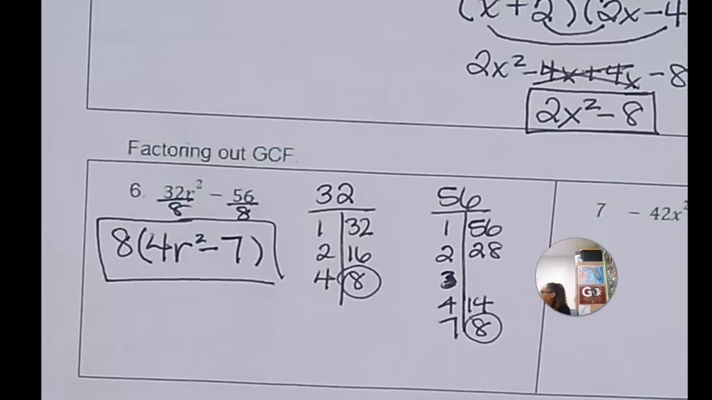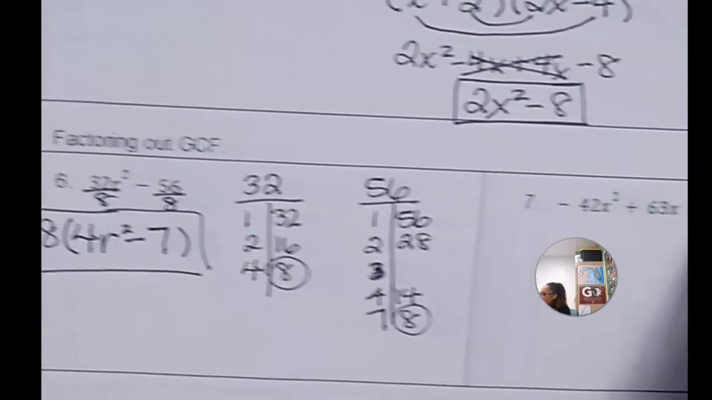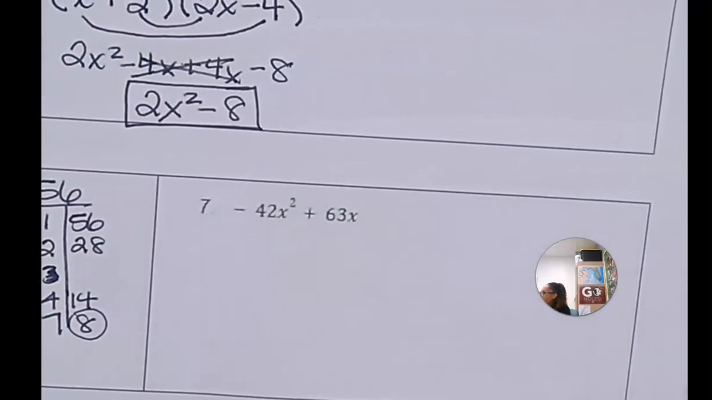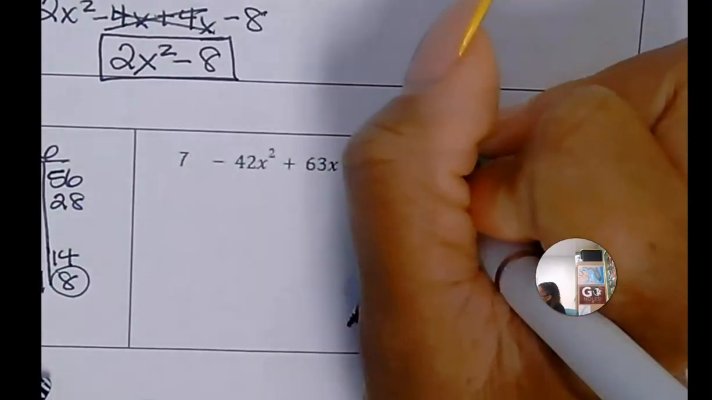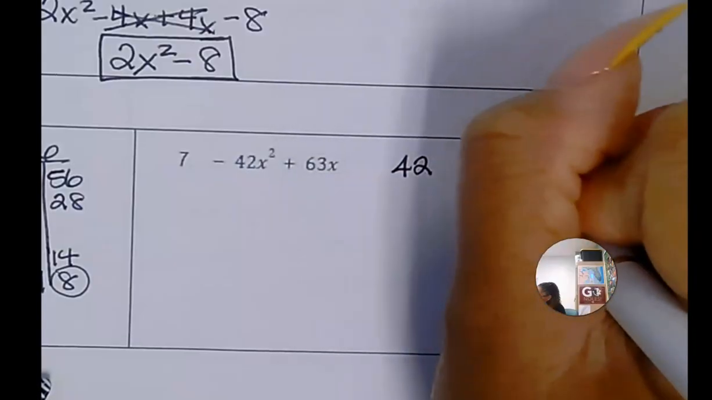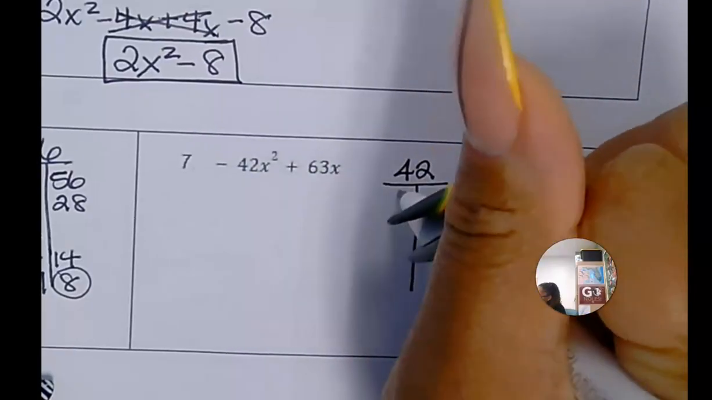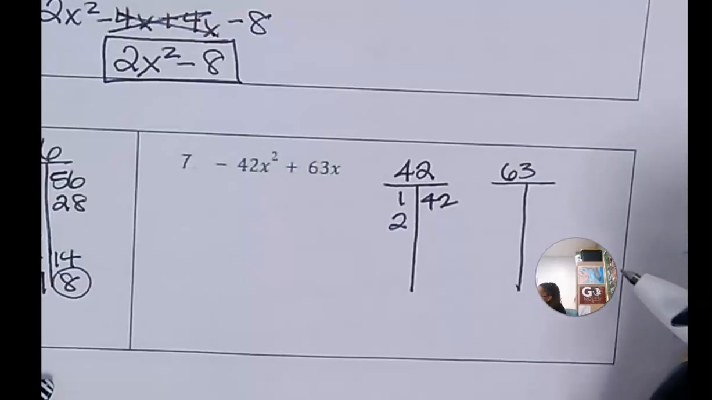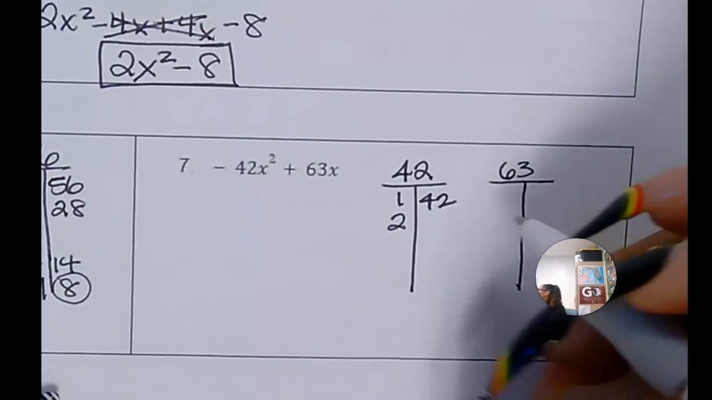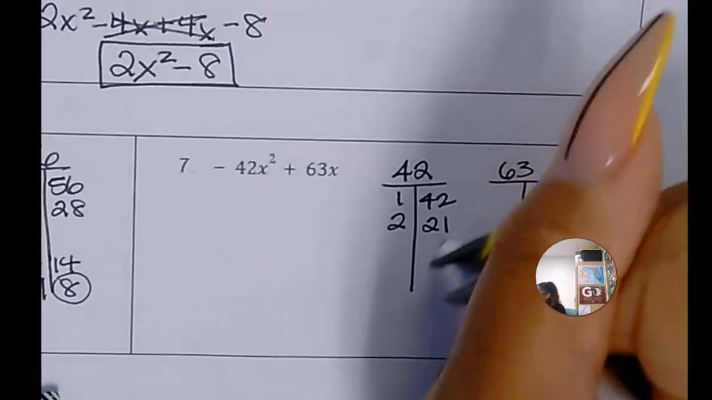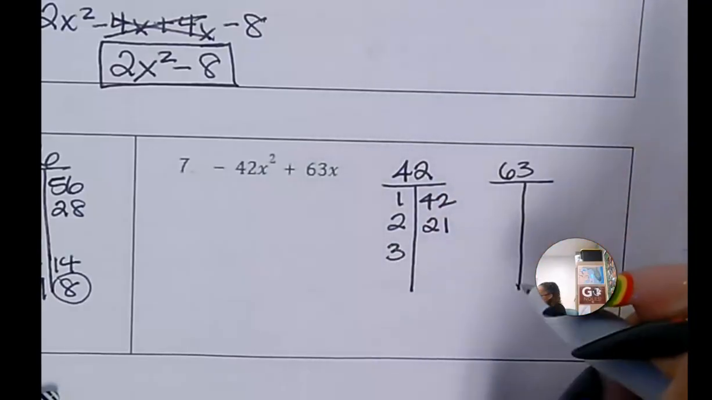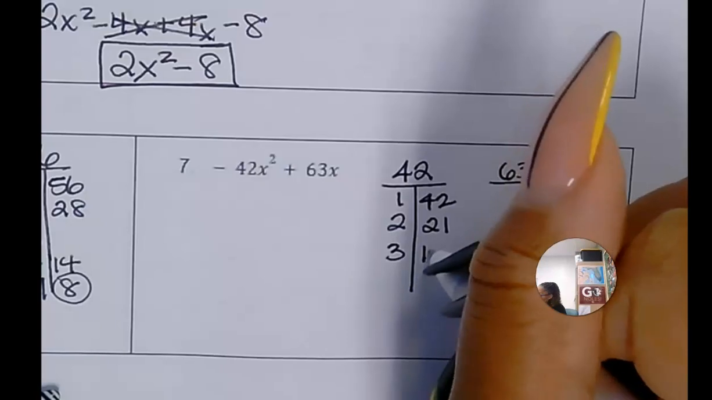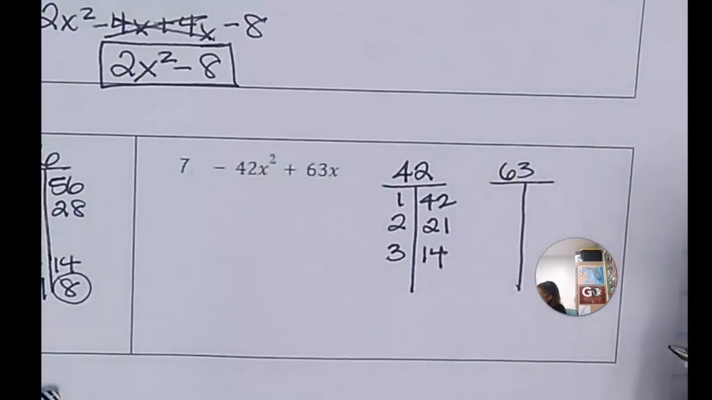Then we're done. We undistributed. Okay, the next one, negative 42x squared plus 63x. Bigger. 1 and 42. 2 and 21. 3 and, good. No 4, no 5.